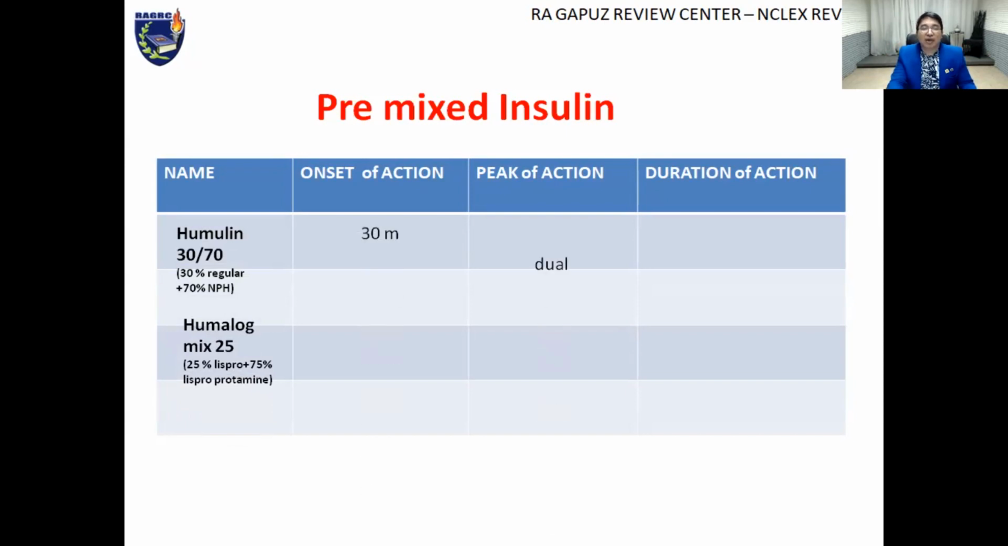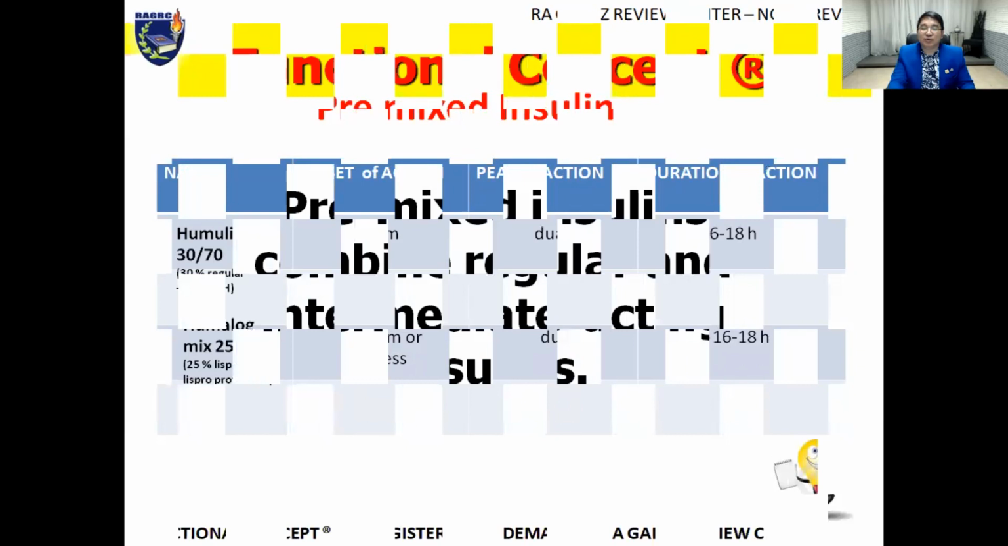So the onset of action for Humulin 70/30 would be 30 minutes. Peak of action, dual. It simply means that the peak of action of both your regular and NPH insulin should be taken into consideration. And the duration of action would be 16 to 18 hours. For Humalog Mix 25, the onset of action would be 15 minutes or less. Peak of action is also dual, which means the peak of action could be the peak of action of your Lispro and your Lispro protamine. And then the duration of action would be 16 to 18 hours.